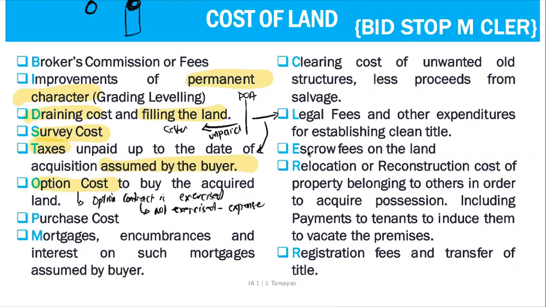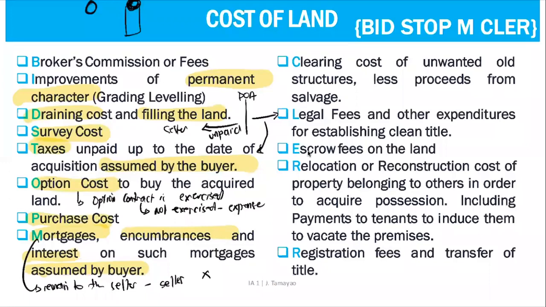Next, you have your mortgages, encumbrances, and interest on such mortgages assumed by the buyer. So here we assume that these mortgages, encumbrances, and interest will be assumed by the buyer. If the mortgage will remain with the seller, it will still be part of the seller, therefore not part of your cost of the land. But if it is assumed by the buyer, then we will include it.